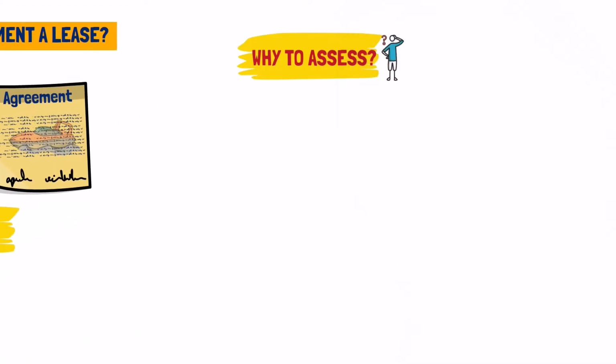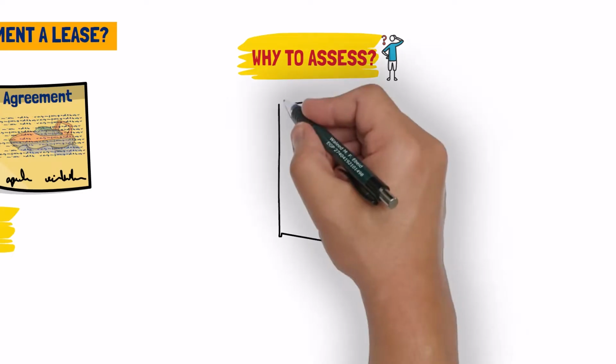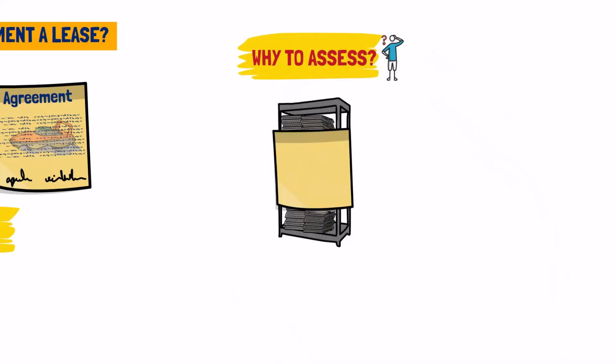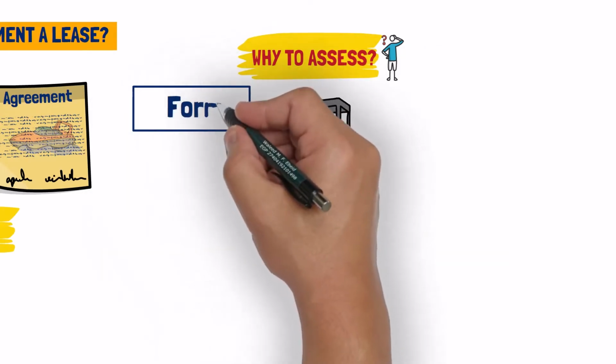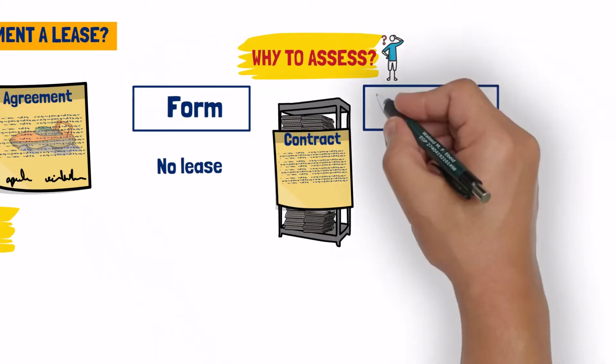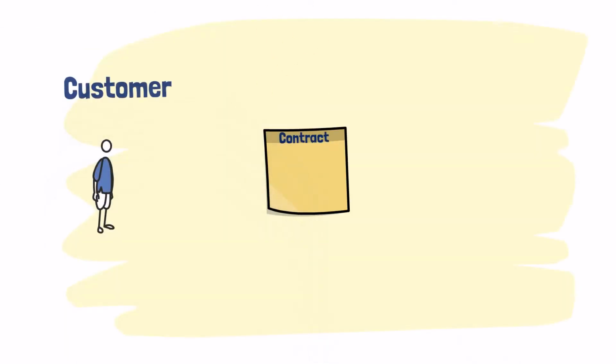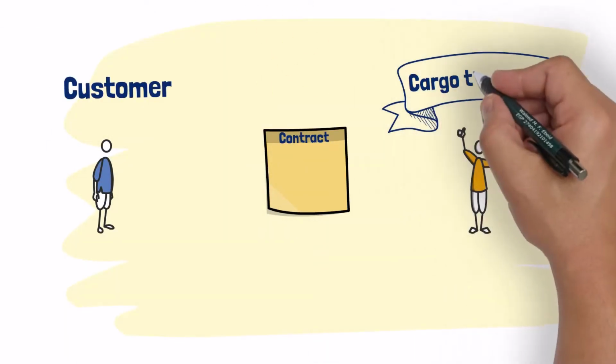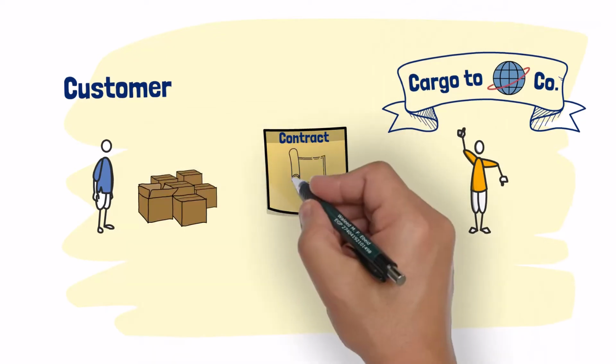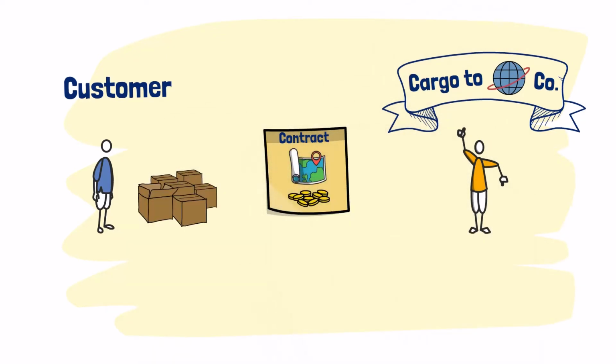Why do we have to make such an assessment? The reason is that you can pass by many contracts that do not have the legal form of a lease transaction, where in fact, leases are hidden in these contracts. For example, you can have a one-year contract between a customer and a freight carrier company to transport customers' goods to some destinations for a fee.